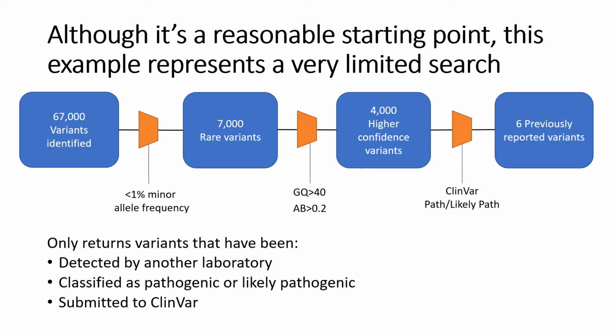So if we were returning to our case example here, we've narrowed it down to 6 variants. It may be that the answer is found within that, but this is in fact a very limited search. We're only looking at variants in this last step that have been detected by another laboratory, which is often not the case for most rare disease variants. This variant, even after being detected, had to be classified as pathogenic or likely pathogenic, and also had to be submitted to ClinVar by that laboratory. So that's a very, very small subset of variants, and this would not represent a comprehensive search.